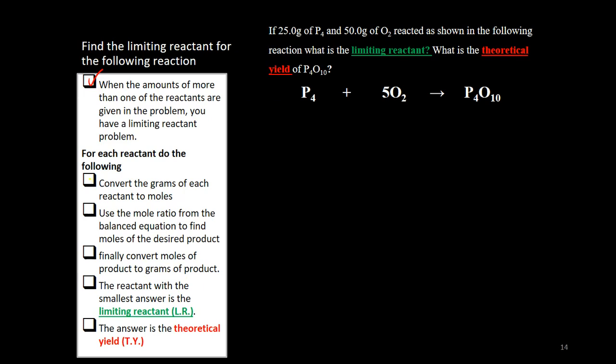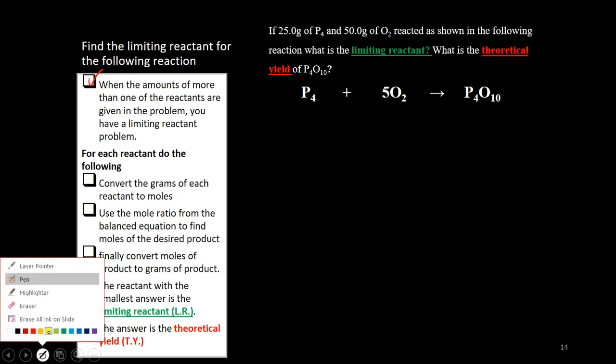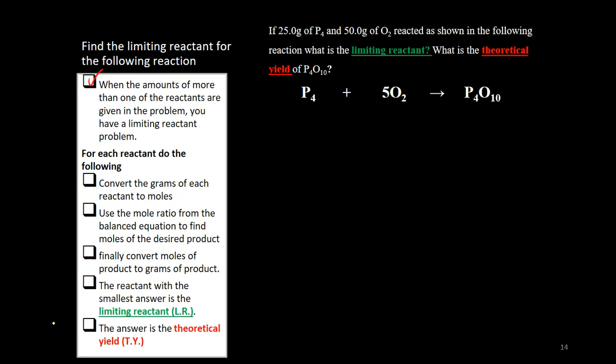So these first three steps are actually mass to mass conversions, which we have done in 8.2. That's asking you to start with the mass of the reactant and end with the mass of the product, but instead of just doing it once, you have to do it for each reactant. So start with 25 grams of P4 and end with grams of P4O10, and then do it again for oxygen. Start with 50 grams of O2 and then end with grams of P4O10.